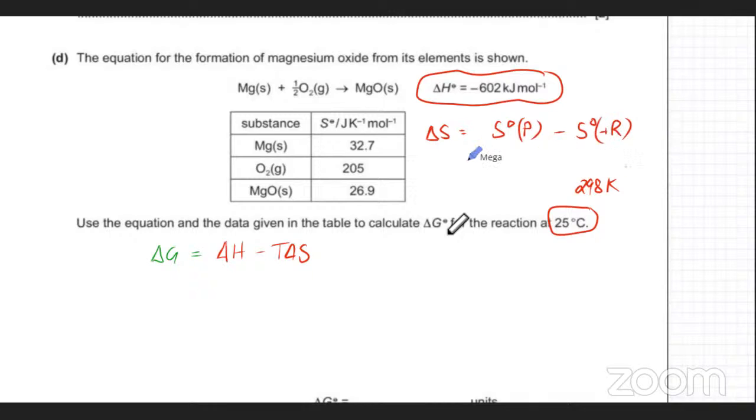The product entropy is MgO, that's 26.9. The reactant entropies are Mg, that's 32.7, plus half an oxygen molecule, that's half of 102.5. So can you plug in all the values and tell me what the answer is? The enthalpy change is given as minus 602. I'm going to convert that into joules. Minus T, that's 298. And what are we getting for delta S?